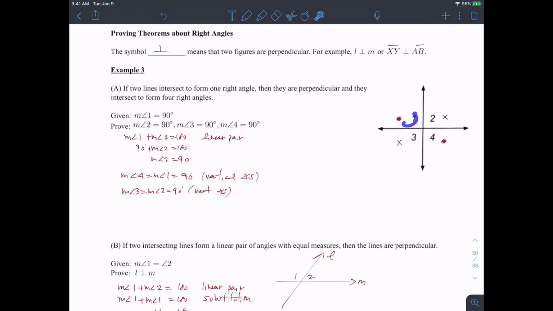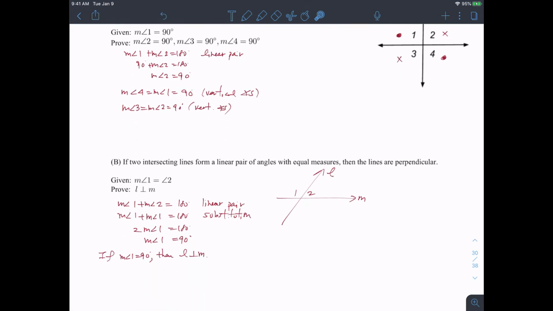Well, what we know is that angles 1 and 2 are a linear pair, so they add up to 180. Then substitute 90 for angle 1 and solve for 2, and you get 90 degrees. Next, you know that angles 1 and 4 are vertical angles, so they're congruent to each other, check. And 2 and 3 are vertical angles, so they're the same, but 2 is 90. So that says if one angle is a right angle, all 4 have to be right angles. Therefore, in the definition, you only have to say that it forms one right angle, because it means that all 4 angles are right angles, right?